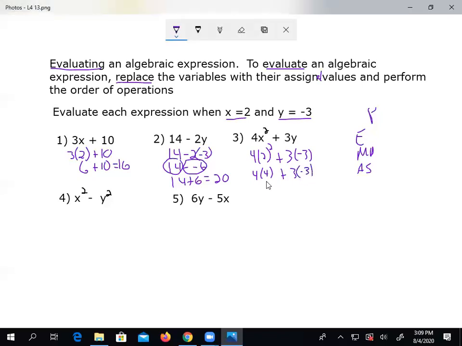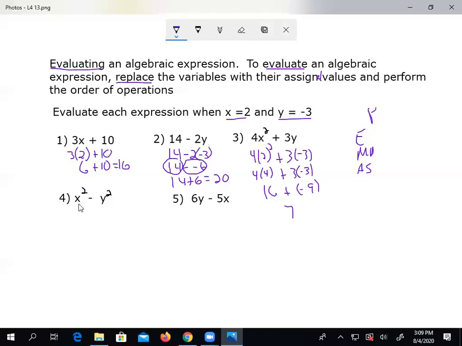So multiplication would go next. 4 times 4 is 16. 3 times 3 is negative 9. And then the addition symbol comes down. So 16 plus negative 9, those signs are different, so you have to subtract. 16 minus 9 would be 7. And you keep the bigger label, so it's going to be a positive 7.